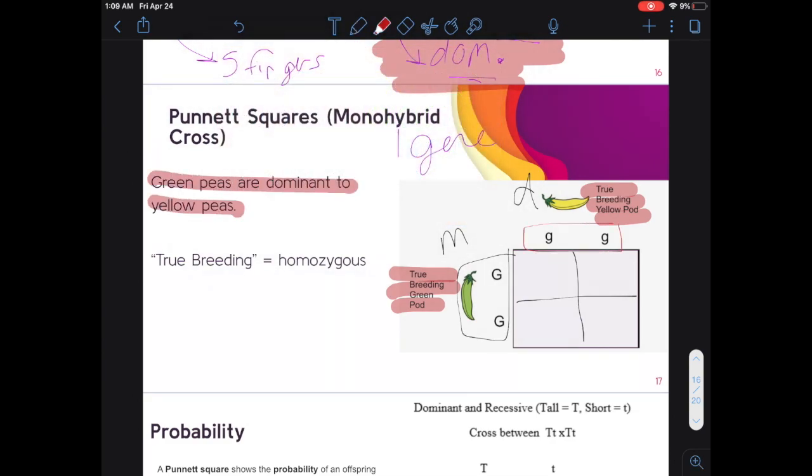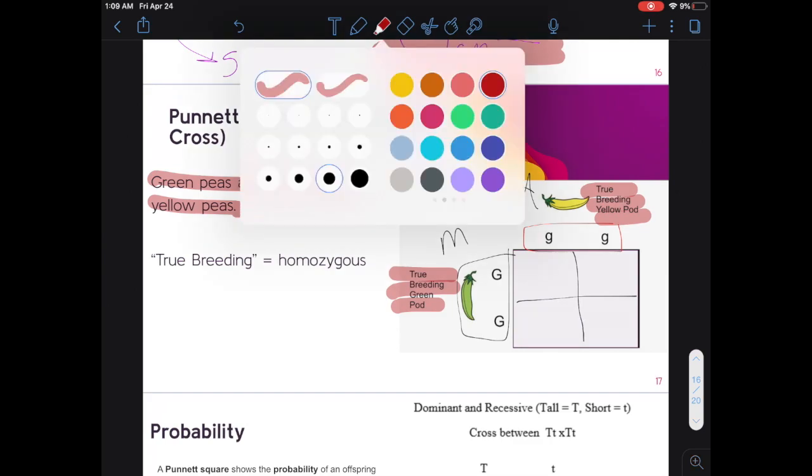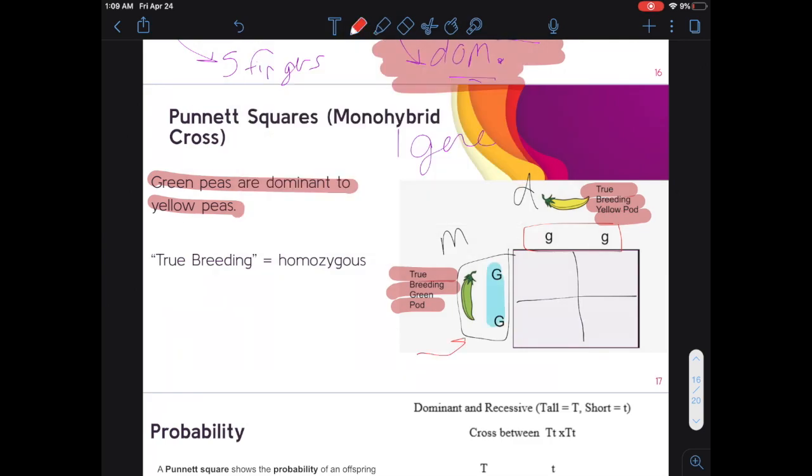So green peas are dominant to yellow peas. Okay, so mom is a green pea, and she is homozygous dominant. What true breeding is, see true breeding green pod, that just means homozygous, that it's a true breed. It's not a mixed breed, right? If something's a true breed, it's going to have 2 of the same alleles. Dad over here is homozygous recessive. He has 2 recessive alleles and his phenotype is yellow.